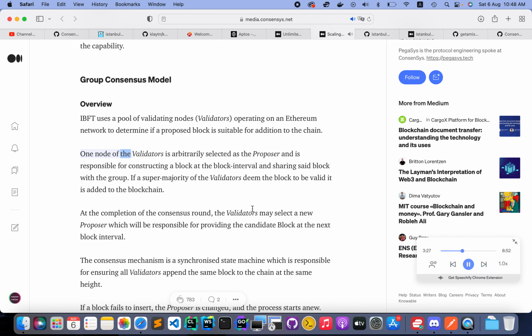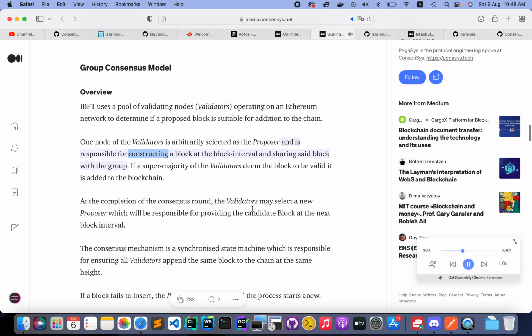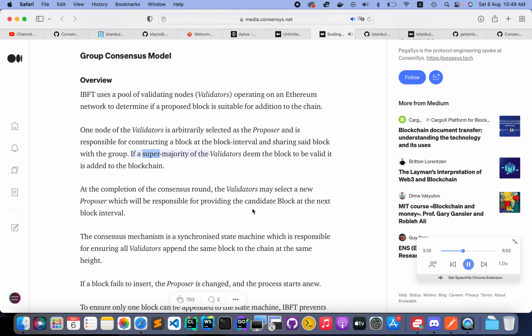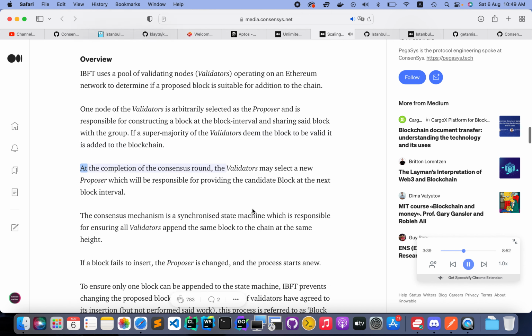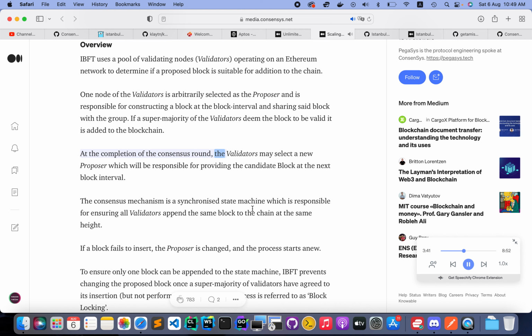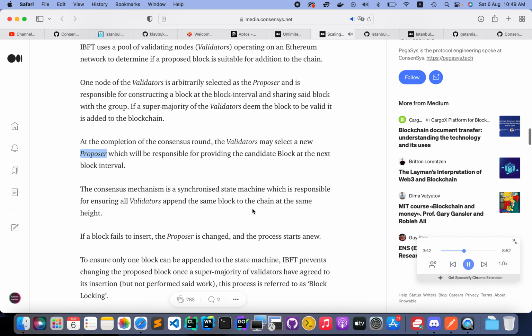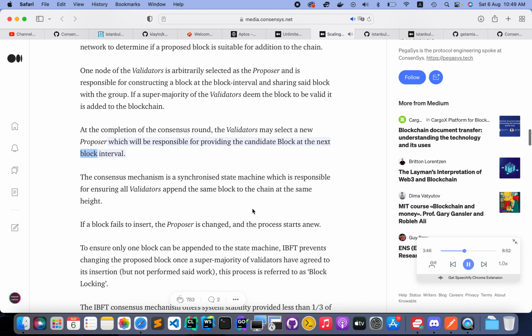One node of the validators is arbitrarily selected as the proposer and is responsible for constructing a block at the block interval and sharing said block with the group. If a supermajority of the validators deem the block to be valid, it is added to the blockchain. At the completion of the consensus round, the validators may select a new proposer, which will be responsible for providing the candidate block at the next block interval.